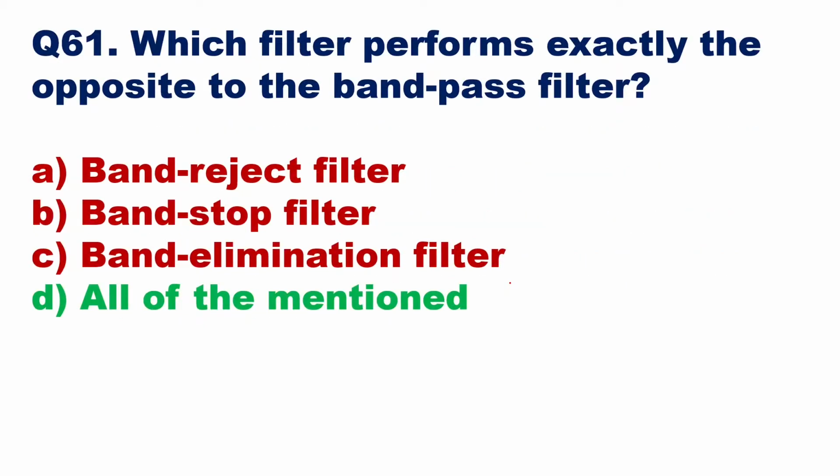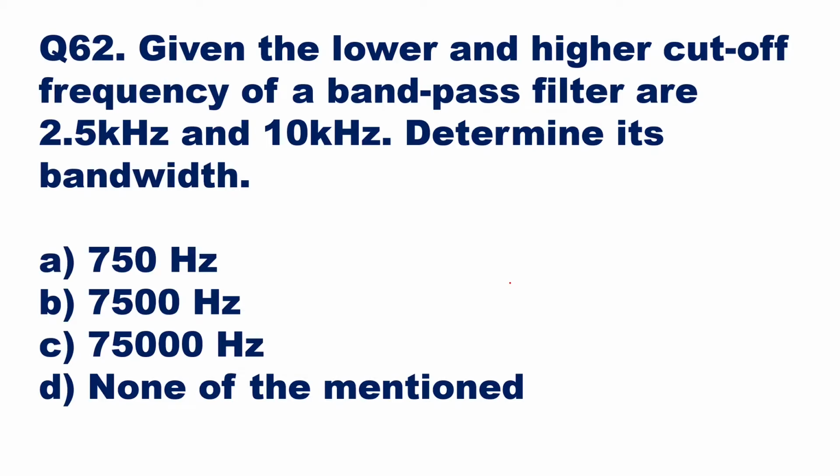So option D was the right answer. All the above mentioned names are exact for the filter which is just the opposite of the band pass filter. The opposite of the band pass filter is the band elimination filter, also called the band stop filter, or the band reject filter. Then we'll go to the next question.